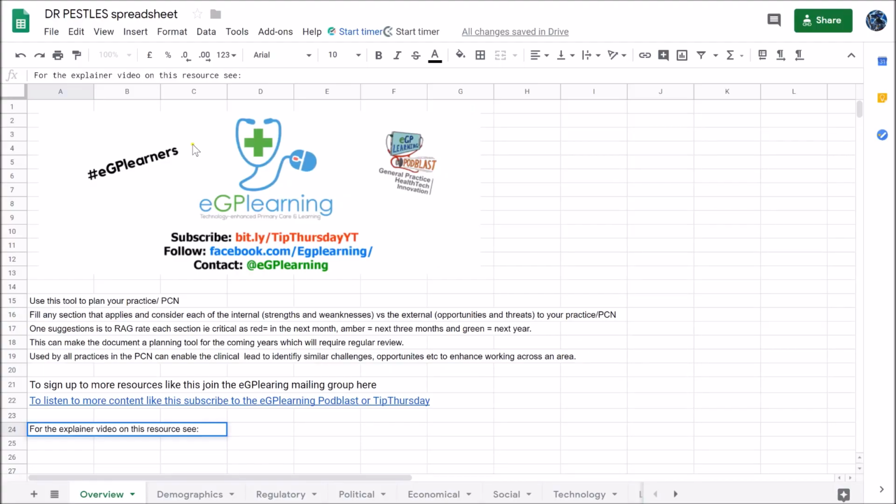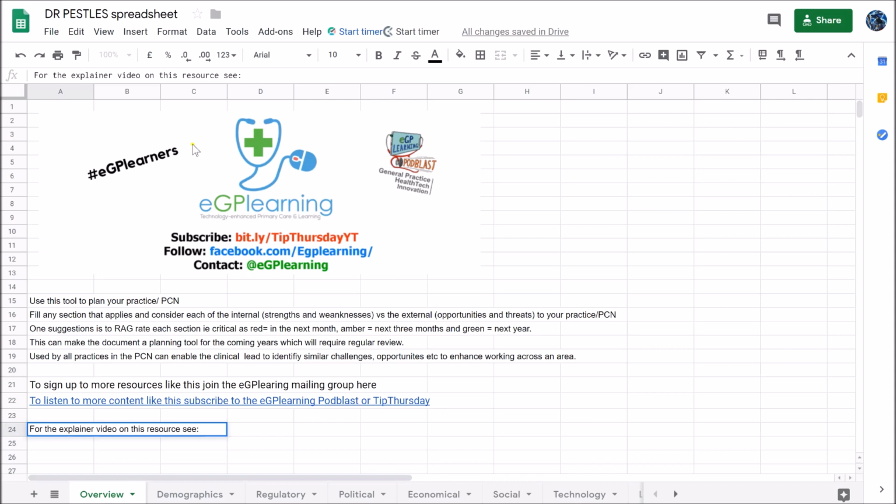Hi GP learners. So today I'm going to show you a tool that I've created that hopefully will help your network develop a continuity in terms of how they can work with the combination of the practices that are working within that network. And I call this tool DR PESTLES. Some of you may have heard of a PESTLE analysis, and effectively this is an extrapolation of that designed around primary care. There are two parts to this resource.